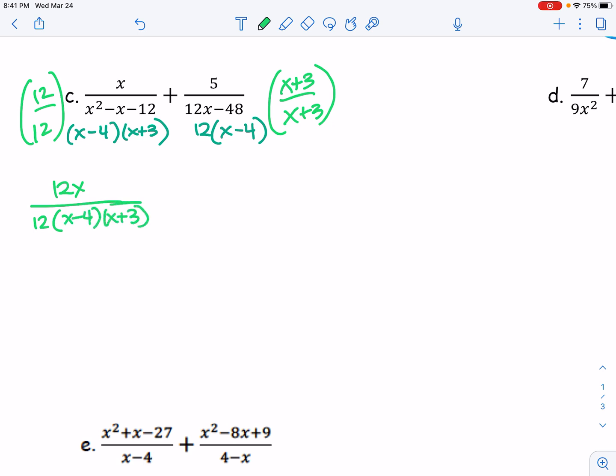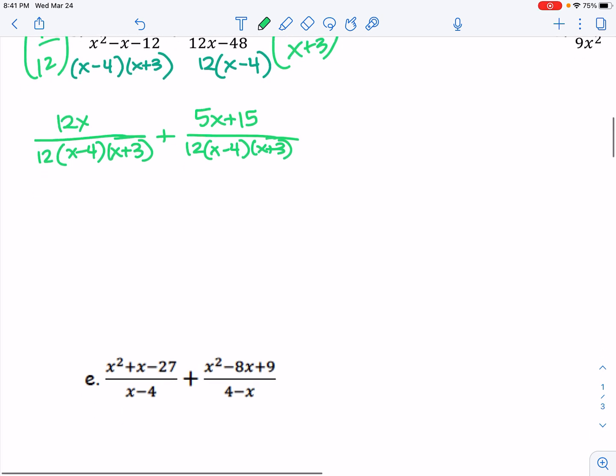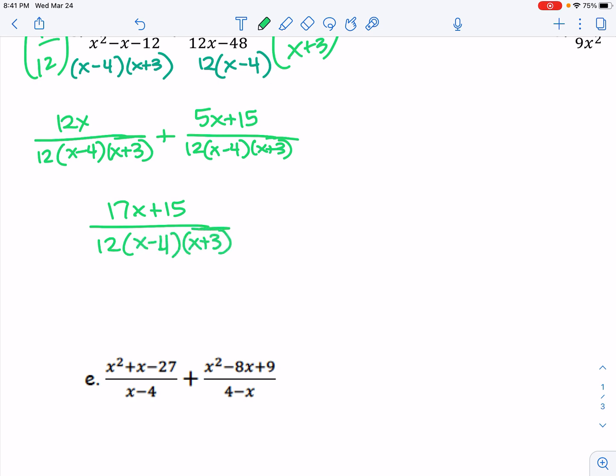This time I'm adding the fractions, and over here I get the 5x plus 15. I'm just distributing that 5 over, again, the 12 times x minus 4, x plus 3. And so this time, because we're just adding, I don't have to distribute a negative or anything like that, so I can go ahead and just combine. So that's going to give me a 17x plus 15 over 12 times x minus 4, x plus 3.